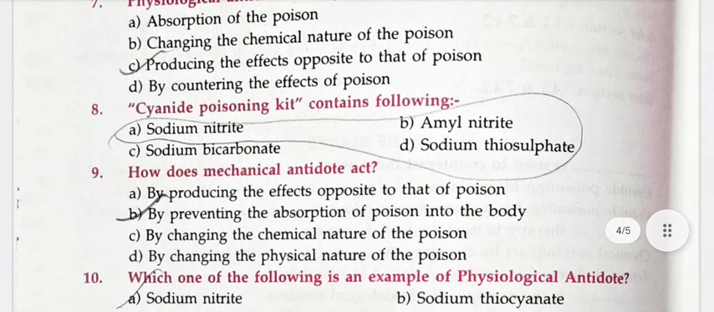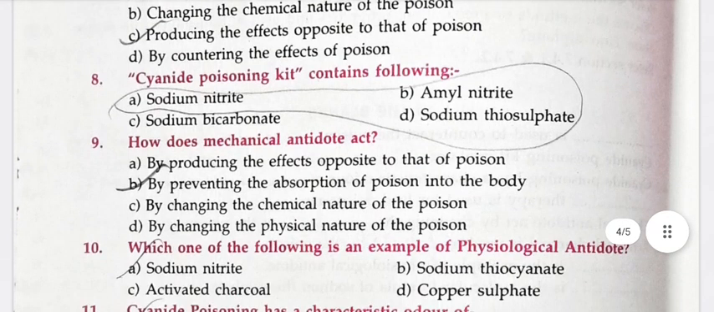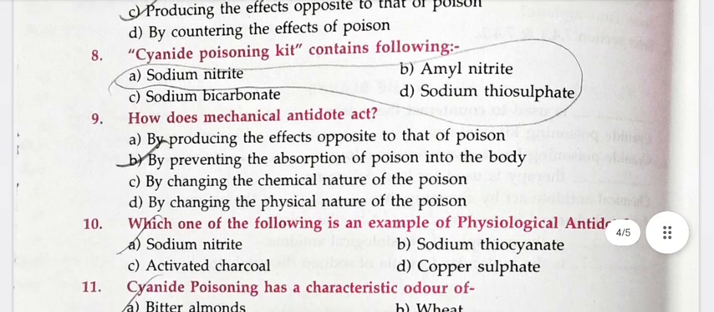Okay, next one: cyanide poisoning kit contains. I already told you the three, but here the option is a 'not'. If they are asking what it does not contain, the answer becomes C, but if it contains, all three should come: amyl nitrite, sodium nitrite and sodium thiosulfate. The question is wrong, the asking pattern is wrong. Next, how does a mechanical antidote act? By preventing the absorption of poison into the body. To prevent the absorption, it's very important.